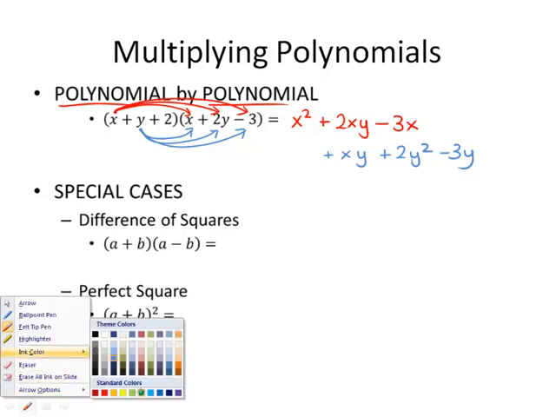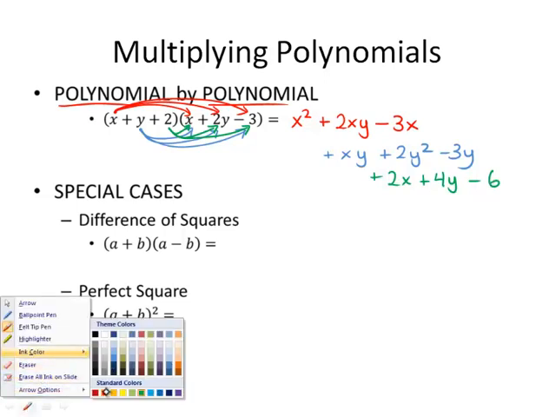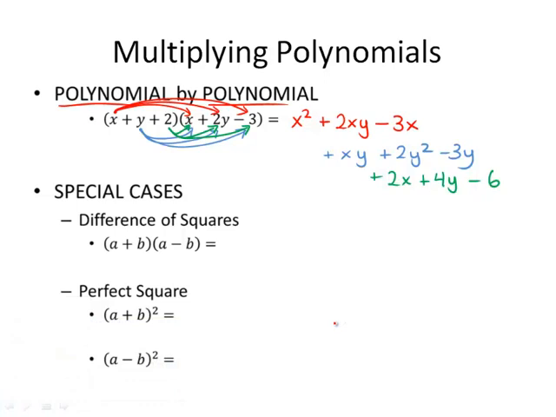And let's do the last layer in green, multiplying everything by positive 2. So that'll be positive 2 times x is 2x, positive 2 times 2y is positive 4y, positive 2 times negative 3 is negative 6. Now this could all be written in one row. It's just space on the page here. So after we use the distributive property, we want to combine all our like terms together. So let's combine any like terms.